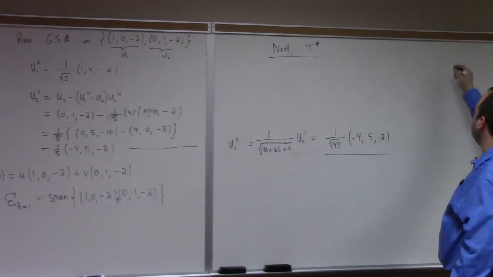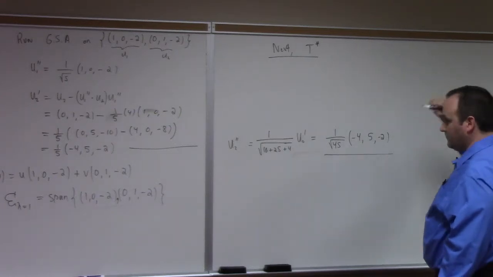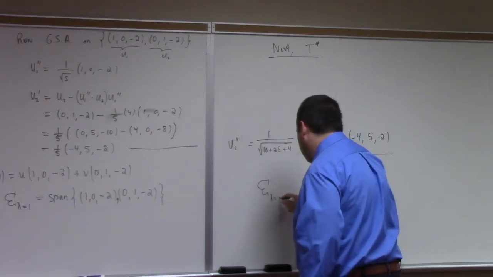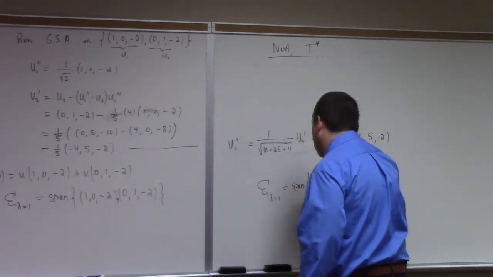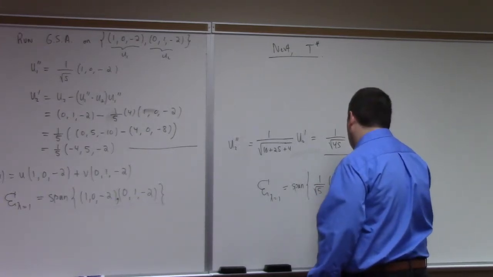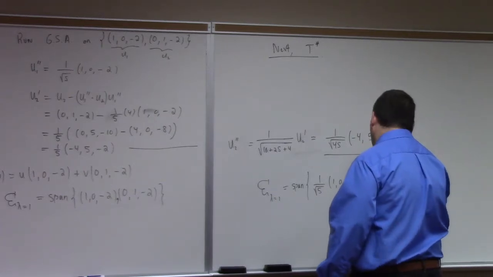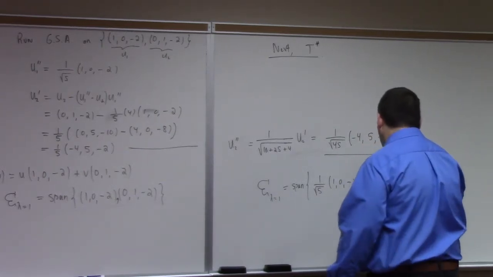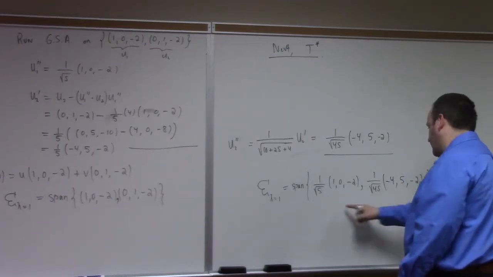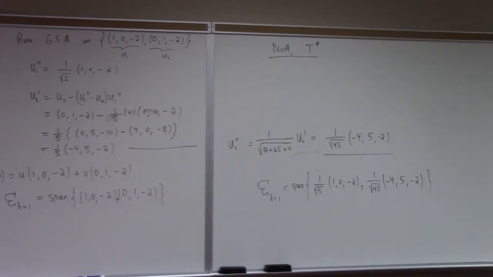All right, so in other words, the eigenspace with lambda equals 1 is the span of 1 over root 5 times (1, 0, minus 2), and 1 over the square root of 45 times (minus 4, 5, minus 2). Is this now an orthonormal basis for the lambda 1 eigenspace? Yeah, I think we're good, because when you take the dot product, we get 0, and they're normalized.